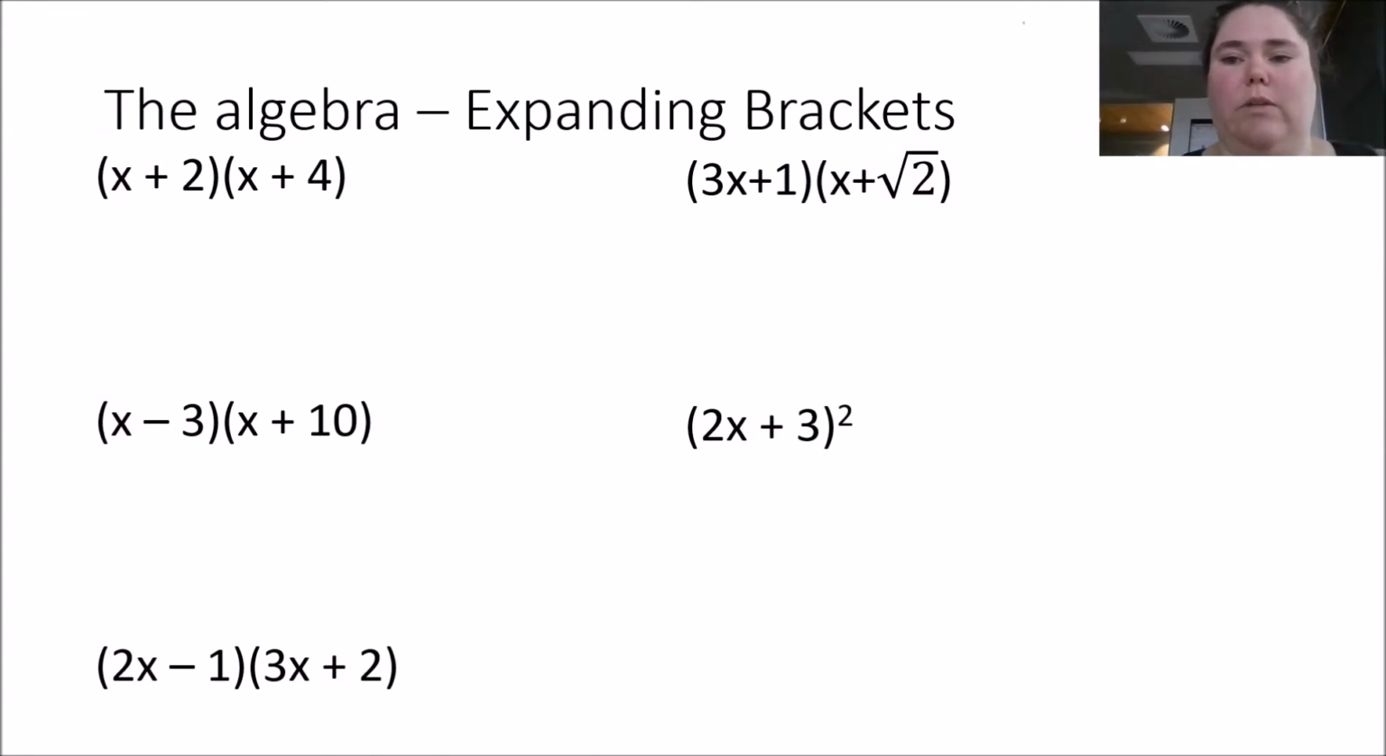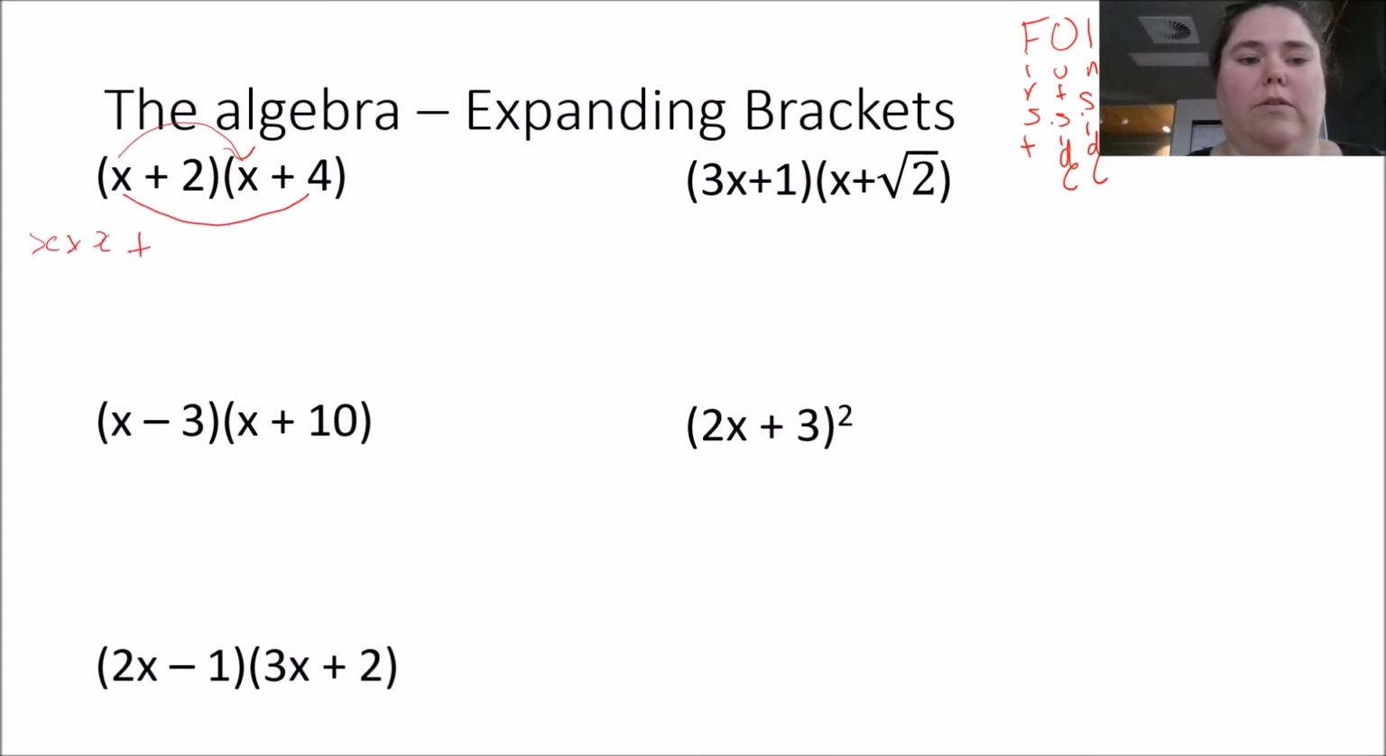So there's a couple of ways to do it. FOIL is one way. First, outside, inside, and then last. So that means we would multiply the first by the first, so x times x, then add on our outside times our outside, which is x times 4, inside times inside, 2 times x, then last times last. So we just follow the acronym.